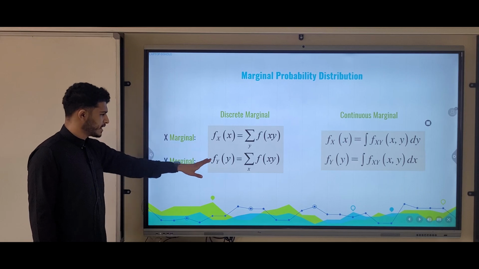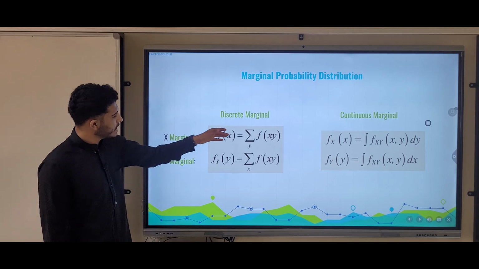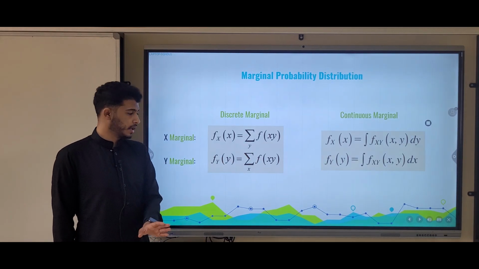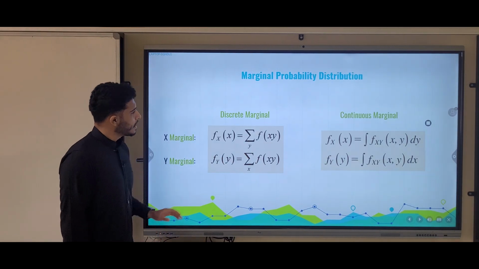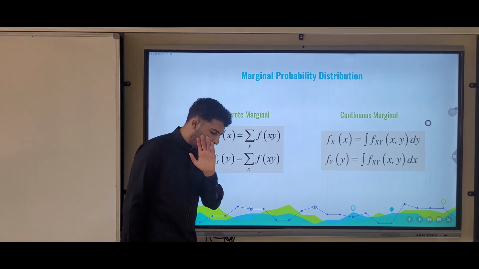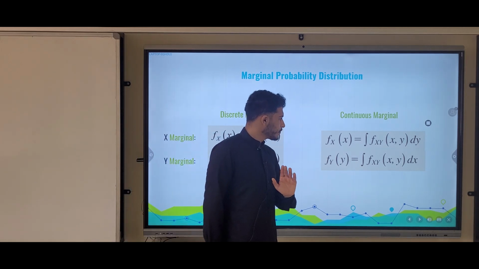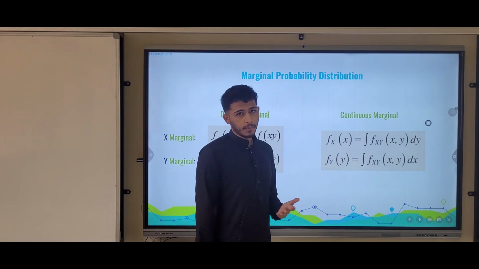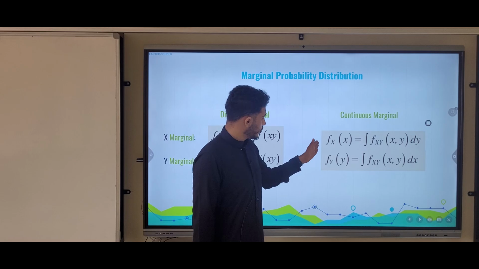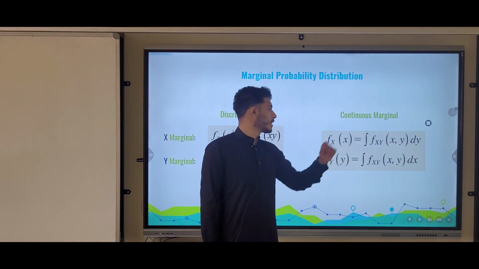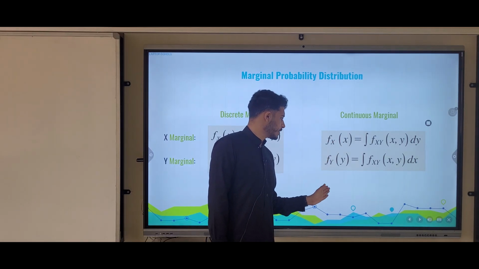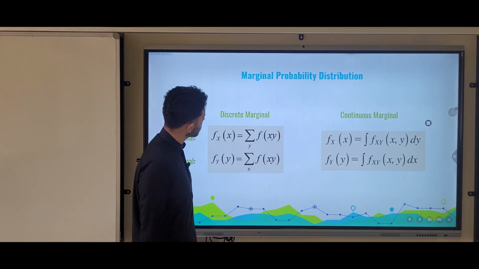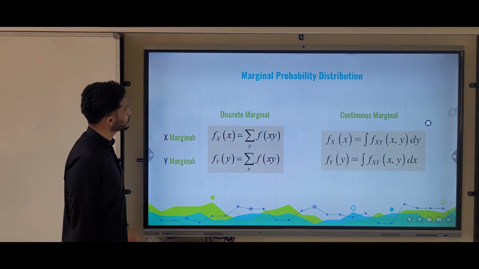The same idea goes for the y also, but instead of fixing the x, we're going to fix the y. So you fix the one that you want to find, and you iterate over the other one. Same goes for the continuous, the same exact concept, the only difference being that we are dealing in the continuous domain, and in the continuous domain, we don't sum, we integrate. So if we want to find the marginal of x, we're going to integrate in terms of y, and if we want to find the marginal of y, we fix y and we integrate over x. That's as easy as it goes.